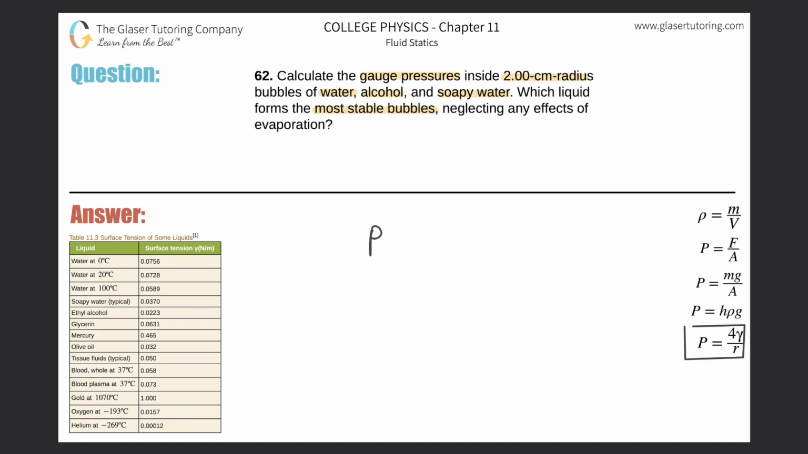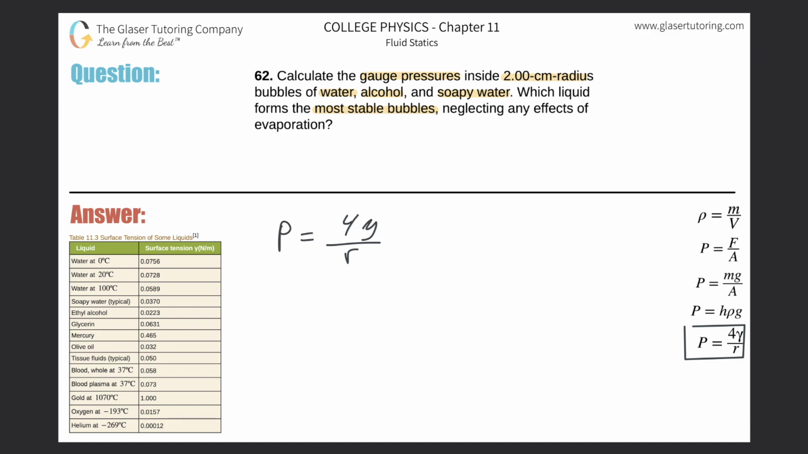So here let's just copy down the formula. Pressure inside will be equal to 4 multiplied by the surface tension, all divided by the radius. Now we are asked to find the pressure inside of each. They all have the same radius, 2 centimeters. The only difference is going to be in terms of the surface tension. So we're going to do this basically 3 times. Let's just write it out.